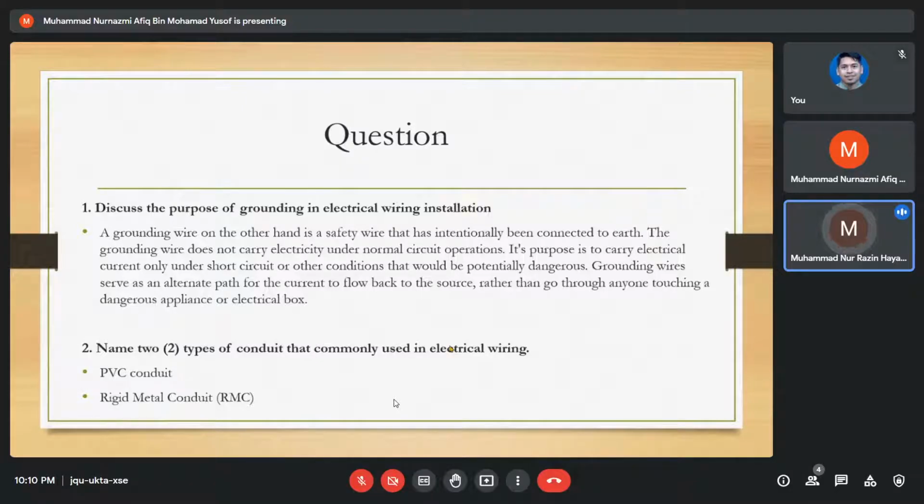And question number two is two types of conduit commonly used in electrical wiring. Number one is the PVC conduit, and number two is the rigid metal conduit, that is RMC.